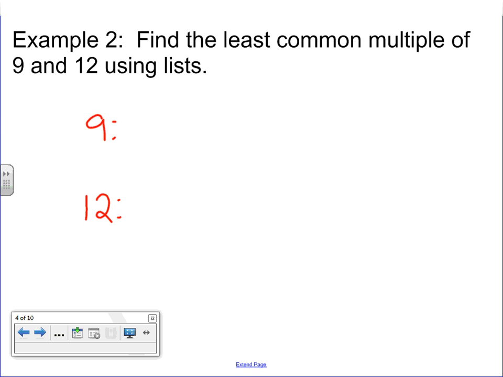One of the questions I get asked a lot is, well, how many multiples should I list? How long does my list have to be before I get my answer? Or what do I have to do in order to get the answer? And really, there's not a good answer. I mean, there's no guarantee that within a certain number you're going to get it. I always like to think of it as this. If you put down somewhere between 5 and 10 multiples, usually you'll get your answer in there.